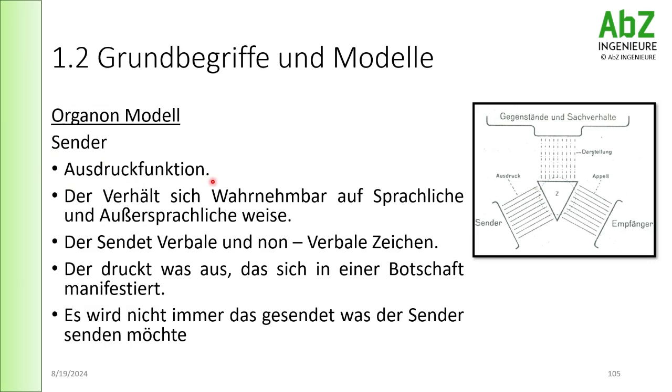Next we have sender. The sender gives the Ausdruckfunktion, or he gives out the information. Der verhält sich wahrnehmbar auf sprachlicher und außersprachlicher Weise. So to communicate effectively, he gives all his expressions via language elements and non-lingual methods. He sends out verbal and non-verbal symbols. Der drückt was aus, das sich in einer Botschaft manifestiert. He says something which will be manifesting itself as a message.